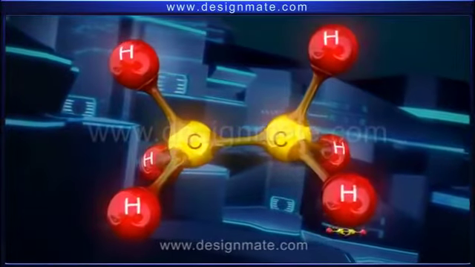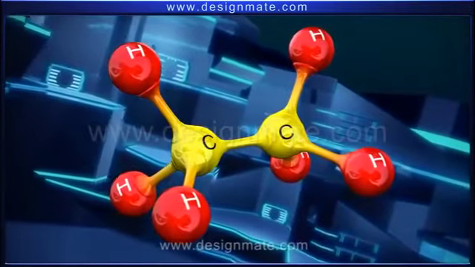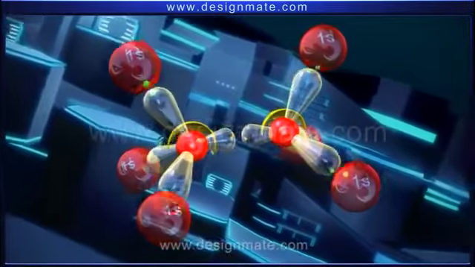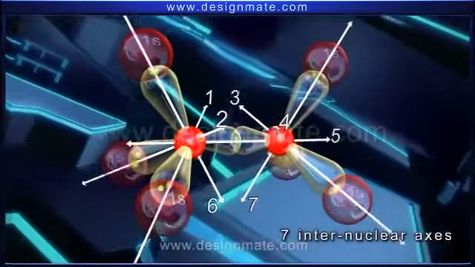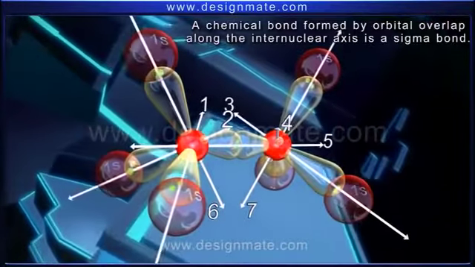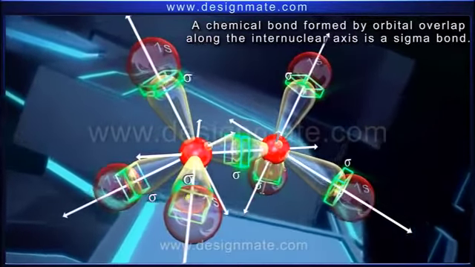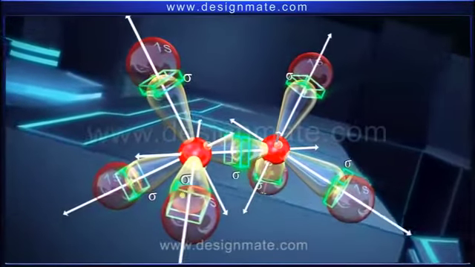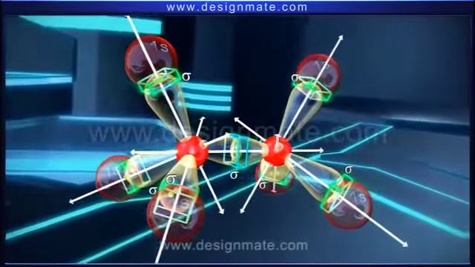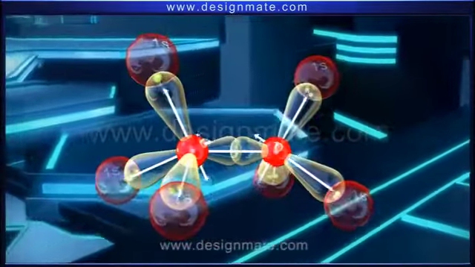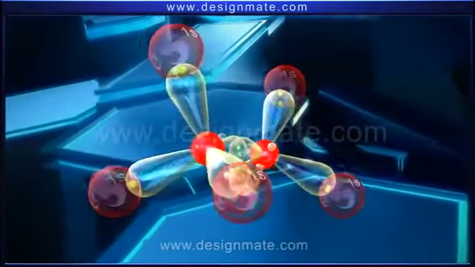There are 2 carbon atoms and 6 hydrogen atoms joined by single bonds in this molecule. The orbital picture of ethane looks like this. We can thus visualize 7 internuclear axes between them. A chemical bond formed by orbital overlap along the internuclear axis is a sigma bond. Thus, both the carbon atoms are surrounded by 3 carbon-hydrogen sigma bonds and 1 carbon-carbon sigma bond. These bonds are directed along the corners of a regular tetrahedron, and all carbon-hydrogen bonds are of the same bond length.